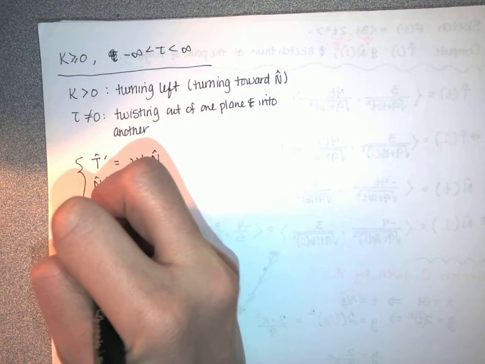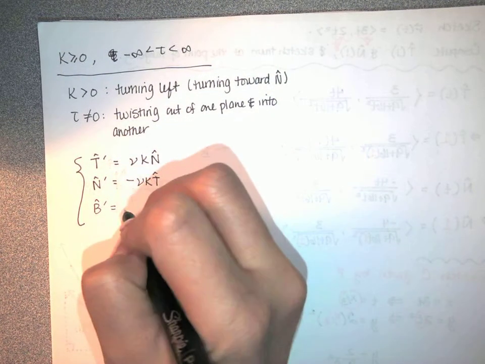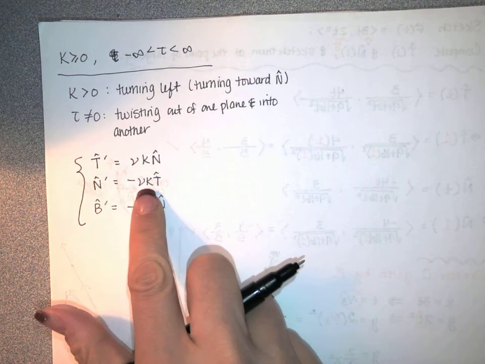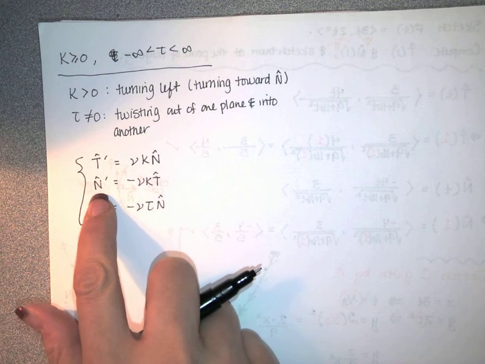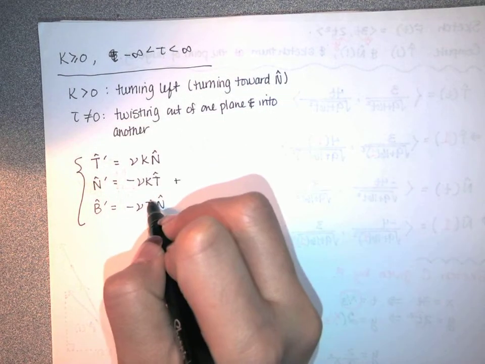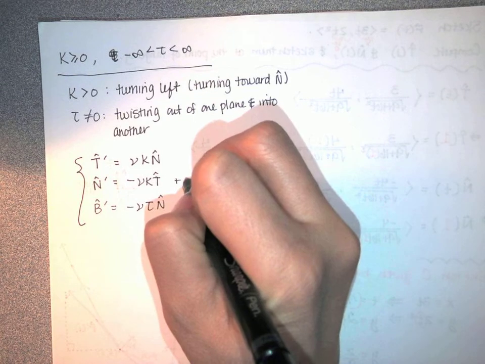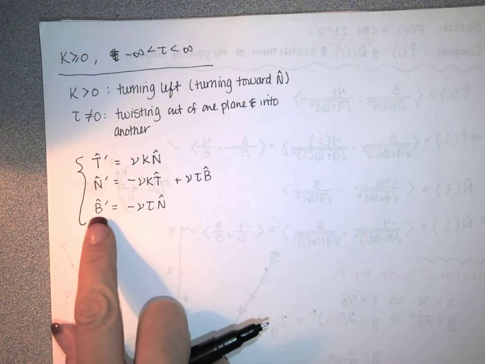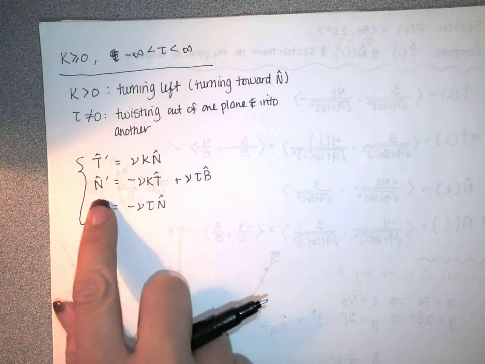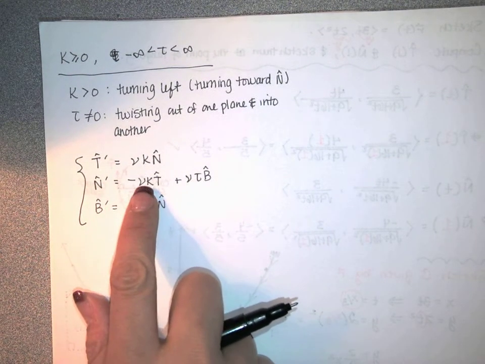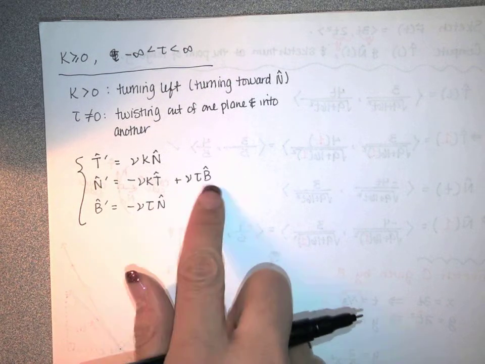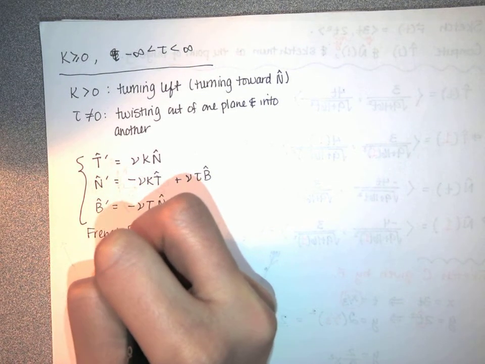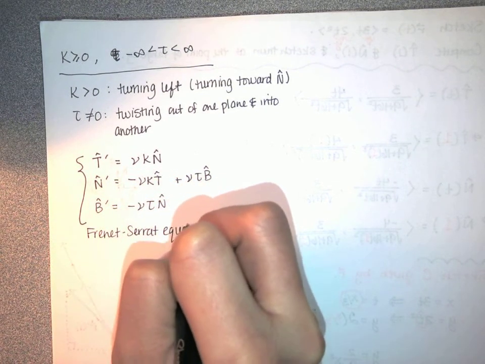Now we also found out that the derivative of b hat is negative speed times torsion times n hat. And if curvature is approximately 0, the unit normal is changing at a rate that's the same as this, but with an opposite sign. So it's going to be speed times torsion times b hat, because this one is chasing this one at the same rate. Now, in general, if curvature is not 0 and torsion is non-zero, n hat prime has both of these terms. These are called the Frenet-Serret equations. These are differential equations that describe the motion of our frame.